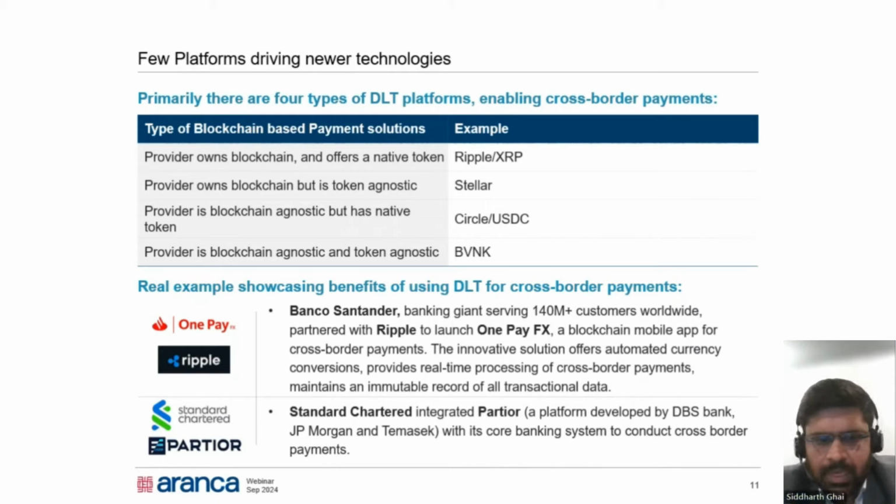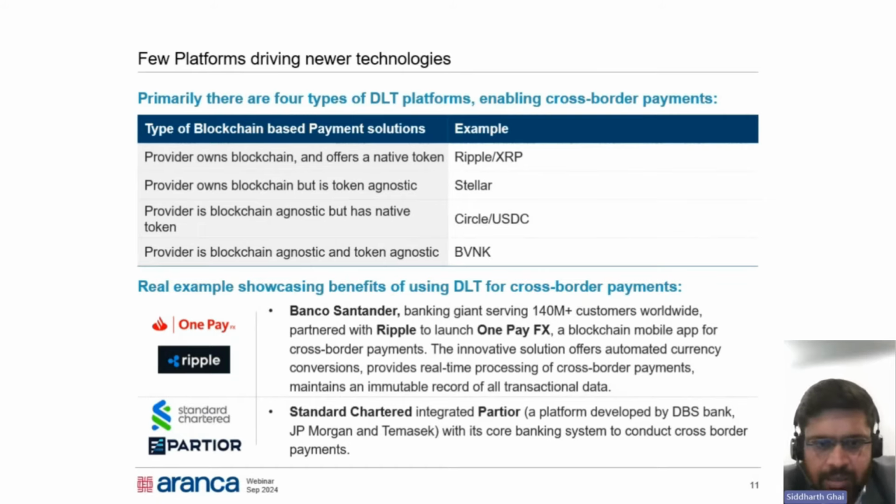The second is Standard Chartered, which integrated Partior, a platform developed by DBS Bank, JP Morgan, and Temasek, with its core banking system to conduct cross-border payments. So Partior is a platform developed by DBS Bank, JP Morgan, and Temasek to enable cross-border transactions for the customers of Standard Chartered. So these are a few real-world examples of how cross-border payments are innovated by these banks by integrating their core banking system with a solution provider, and leveraging the technology of blockchain to do the transactions.